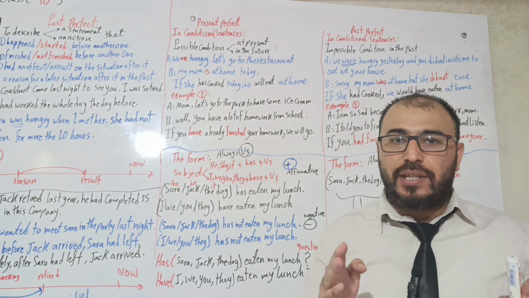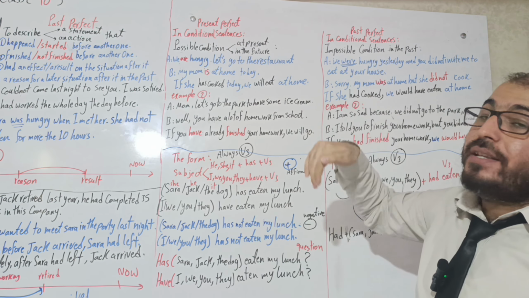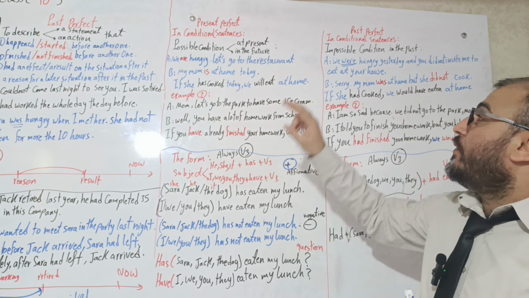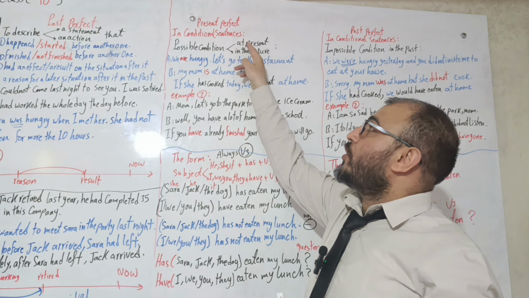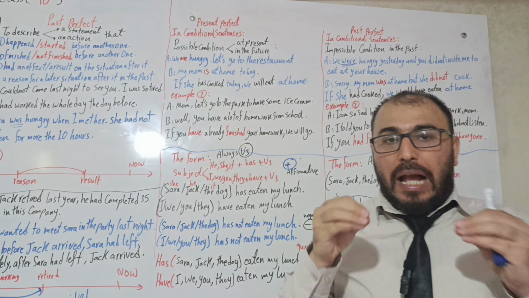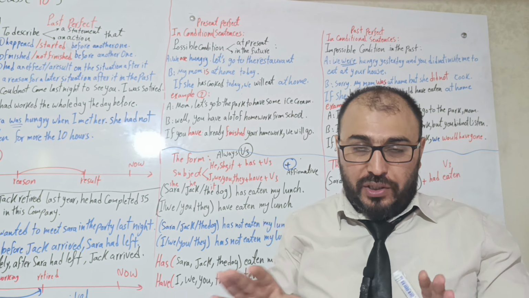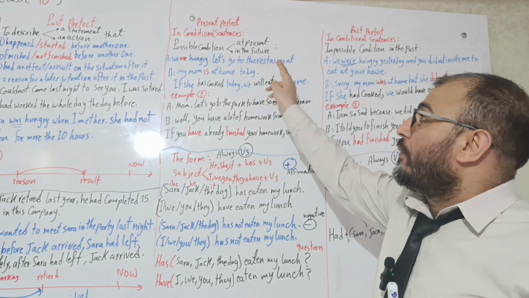And finally, my friends, the last difference between present perfect and past perfect is the contextual meaning of these tenses when we use them in conditional sentences. As we all know, we have 5 types of conditional sentences. Here, we're talking about type 1.